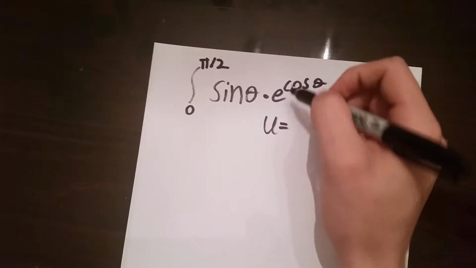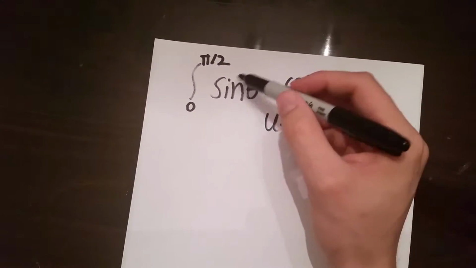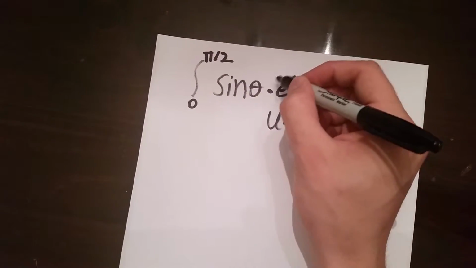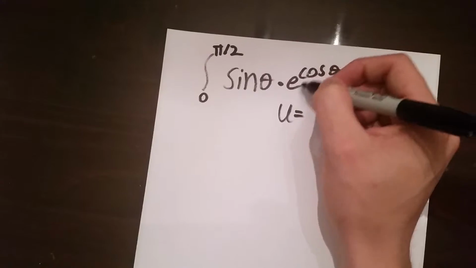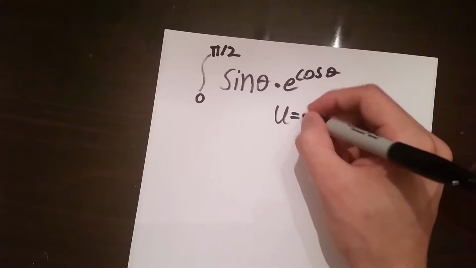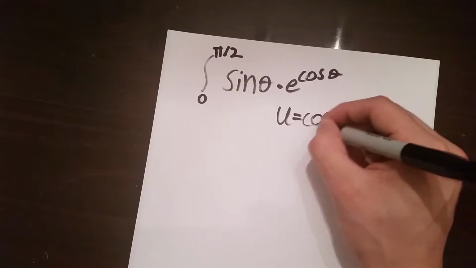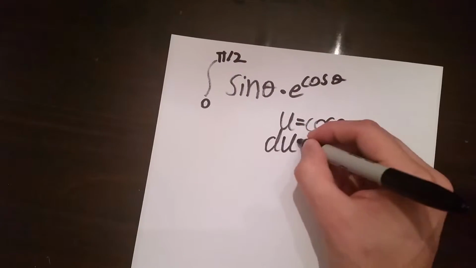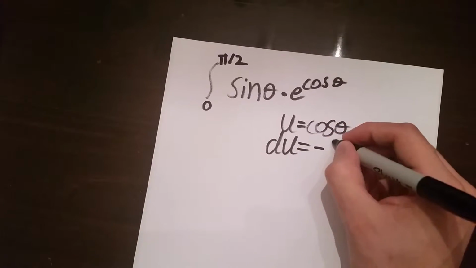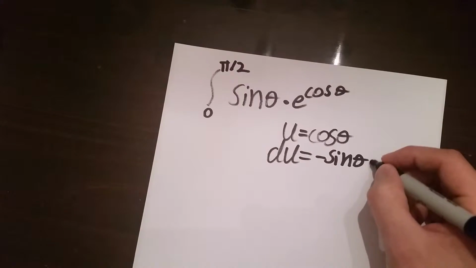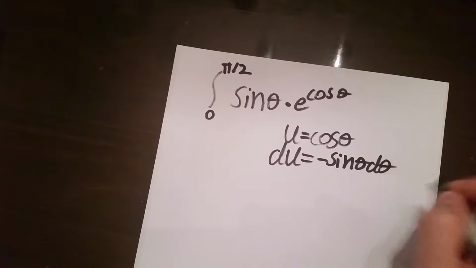We take a look at this and ask, can we take this as u? Well, that doesn't really make a derivative of this, and this will repeat over and over again. So let's use u equals cosine of theta. Then you take the derivative of it, which is negative sine theta d theta.